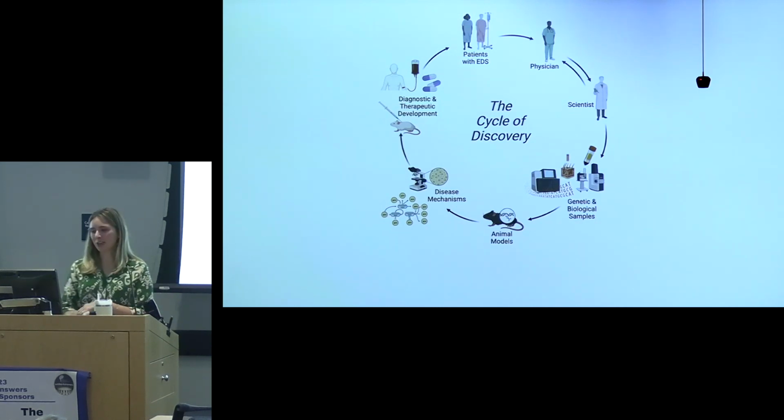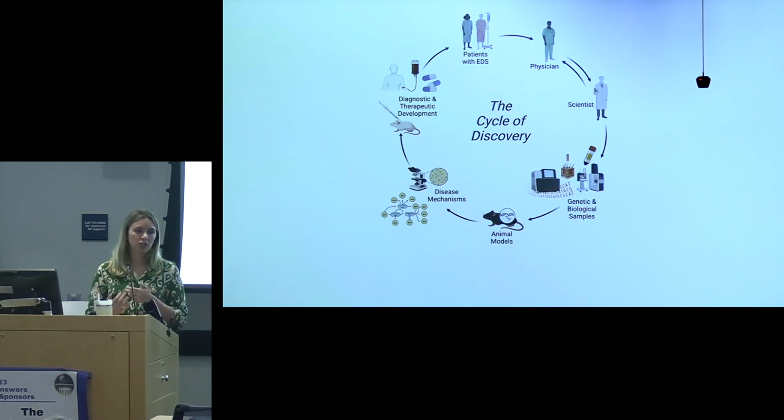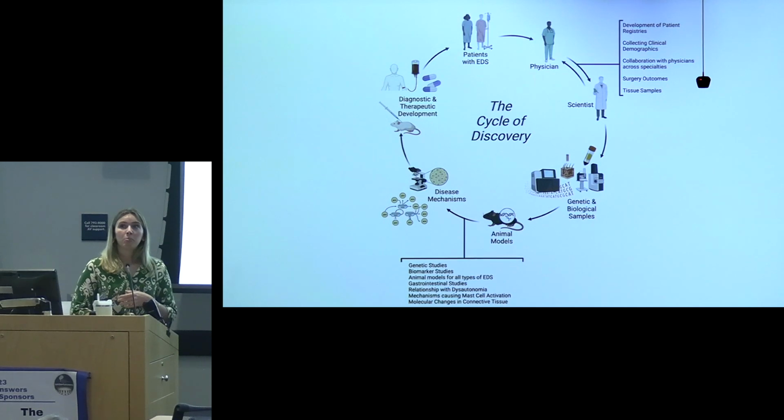Our lab uses this model, the cycle of discovery, to talk about how we view research and how we view making translational discoveries and going back and making an impact with patients. It really starts with patients who have something, who share their experiences with physicians who collaborate with us. We can collect genetic and biological samples, we can generate animal models to study disease mechanisms, and then the ultimate goal, of course, is to find diagnostic tools and therapies that go back and help patients. But there's a lot more that goes on in some of these areas. When it comes to interacting with physicians, there are a lot of different things that we're doing, and I'll talk more about some of those in a little.